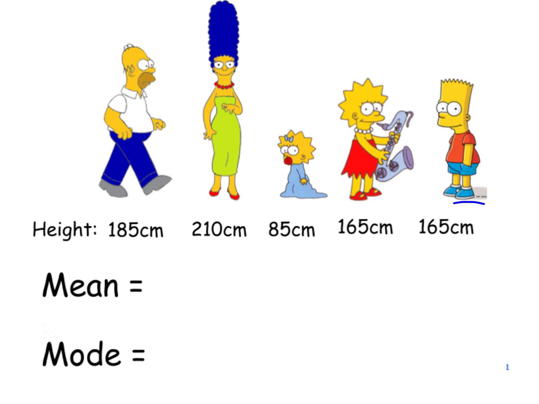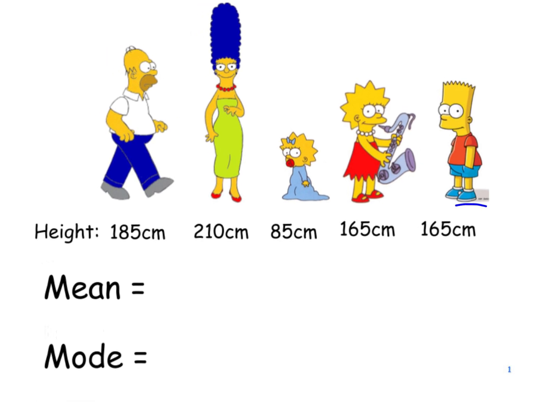I want to know the mean of their height. So that is the one where we add them all up and divide. So if you add up all these heights, you get 810. So I'm going to write that down. I'm going to write down that the total is 810. Then I'm going to write down that I'm dividing by 5 family members, so I'm dividing by 5.